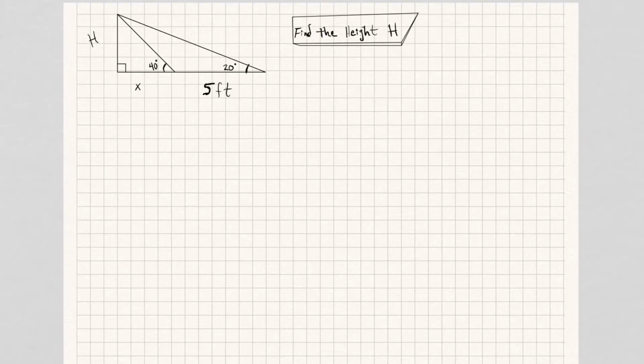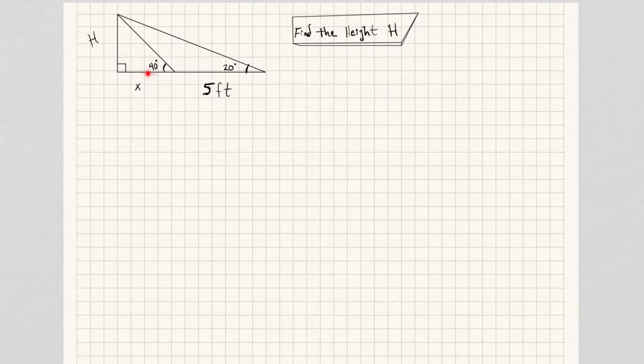Okay, so let's find the height h. From this point up to here, we're going to say that this is 20 degrees, and that from this point up to the top, this is 40 degrees. The distance from this point to here, this segment, is 5 feet, and this segment here is unknown.